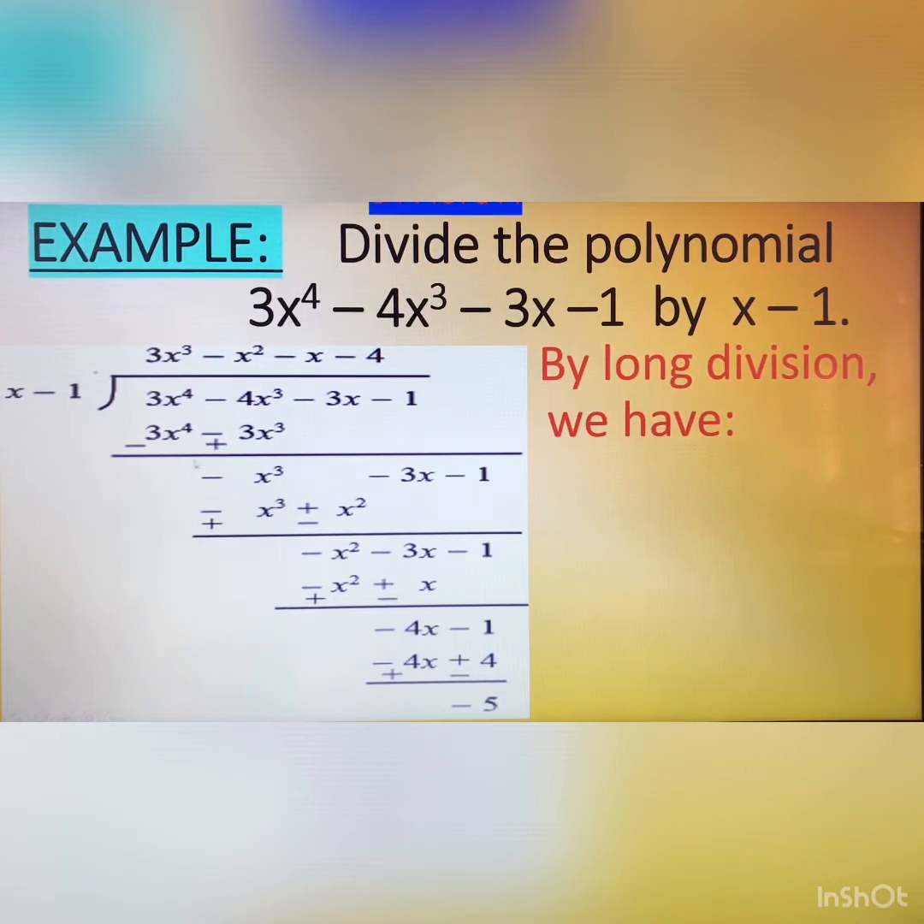Now you will consider only these two signs. So plus 3x raised to the power 4 and minus 3x raised to the power 4 both cancel, and here is plus 4 minus 4x cube and plus 3x cube. So the result is 4 minus 3, means minus x cube. Now you will take the other two terms. So this is minus 3x and minus 1. You will write them same to same here.